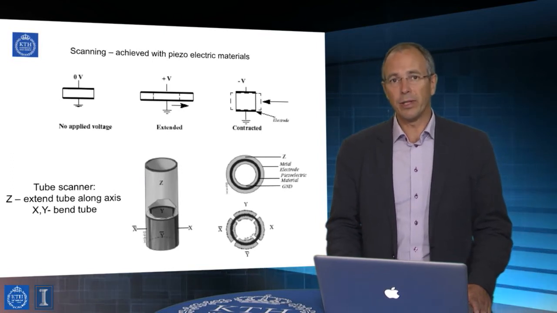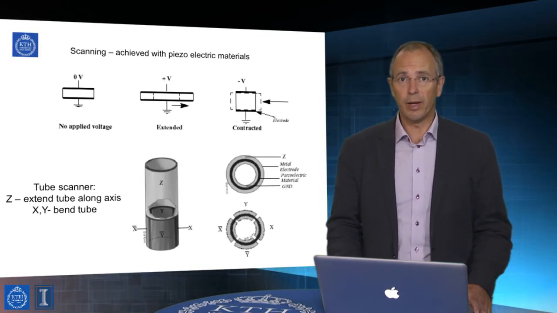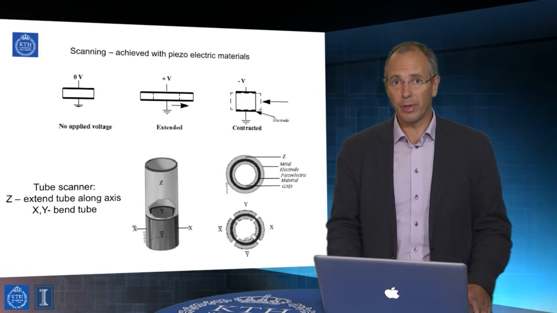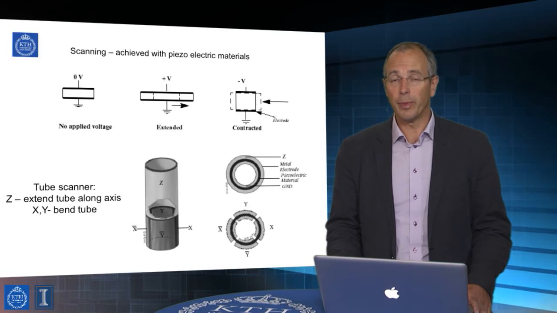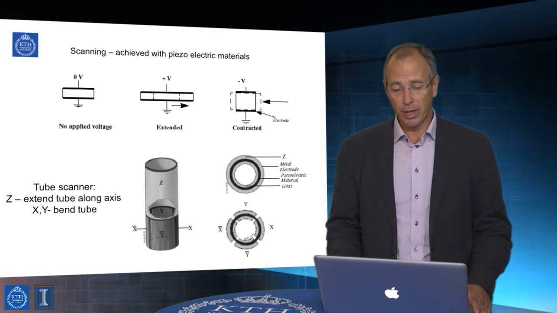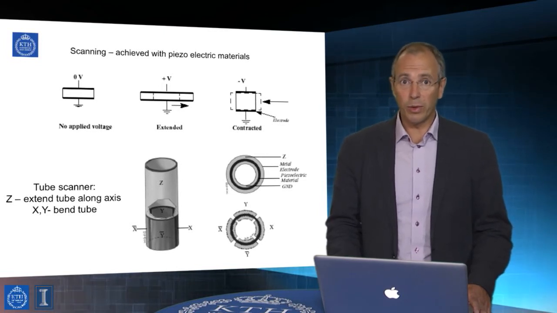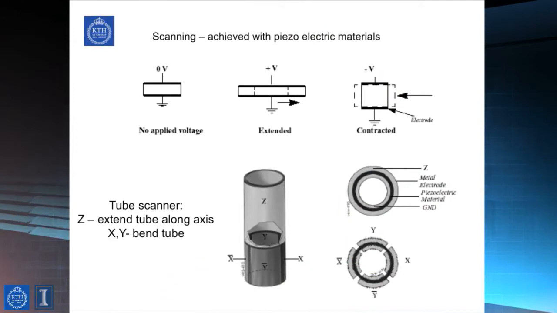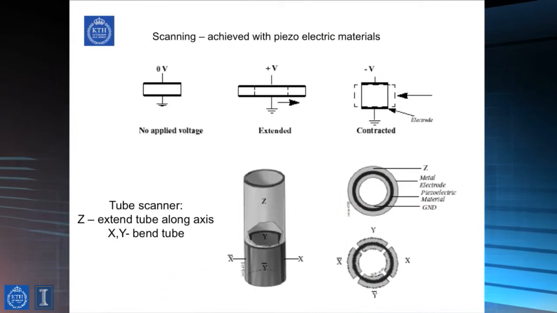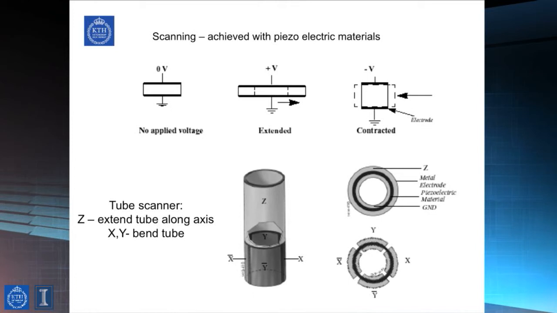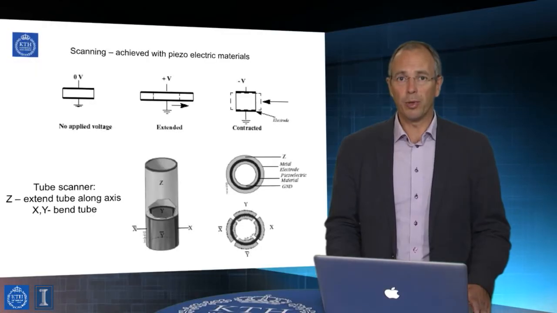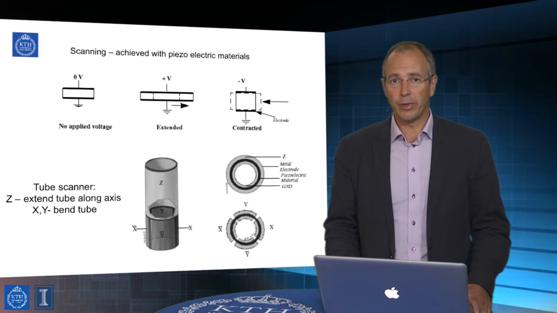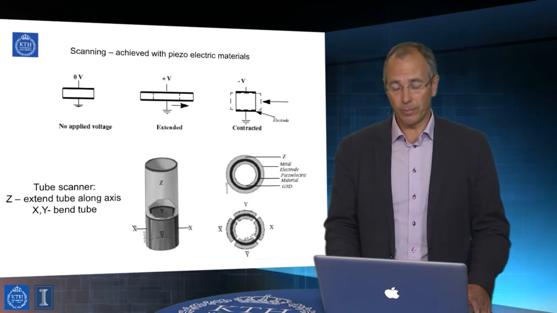Now the scanning is achieved due to developments in piezoelectric materials, which are materials that change their dimensions in response to an electric field. So if we apply a voltage to quartz, for example, we can either contract or expand it in the direction of interest, and we can use this to control the spatial position of a probe with great precision, down to literally angstroms.